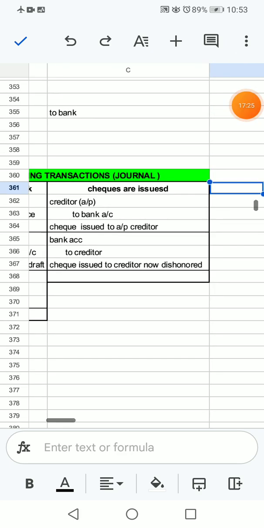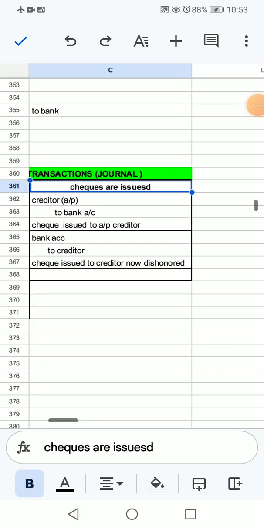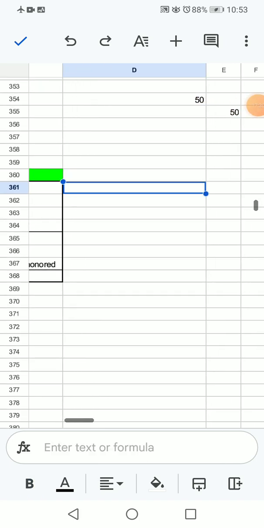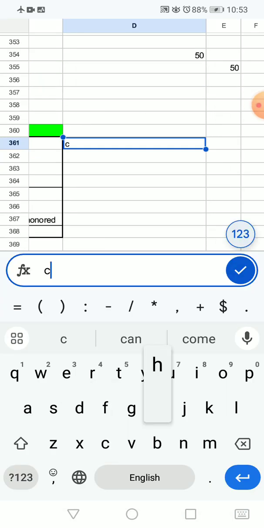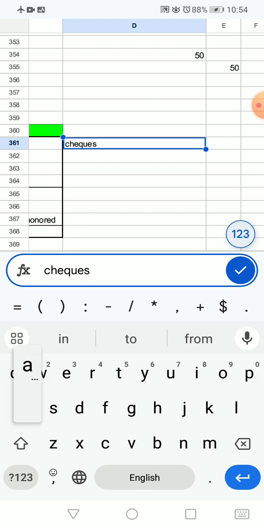Okay, now we will see the third portion. Here we have issued our checks, and now we will see if checks you have received. So understand from whom you will receive your checks. Checks are received. This is your next heading.